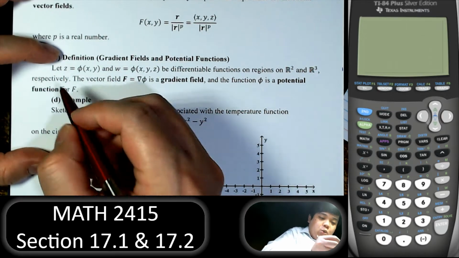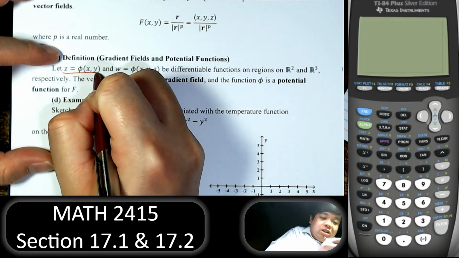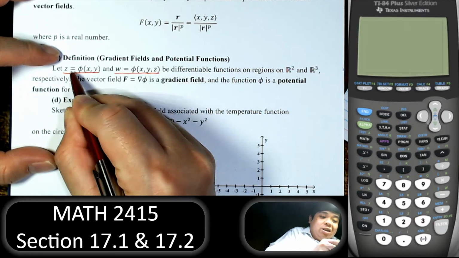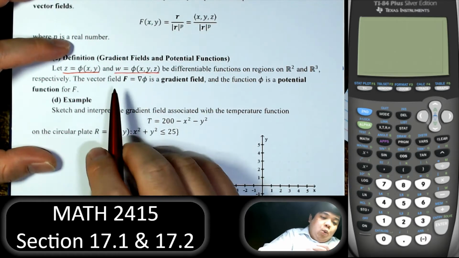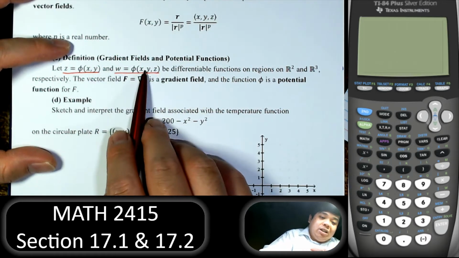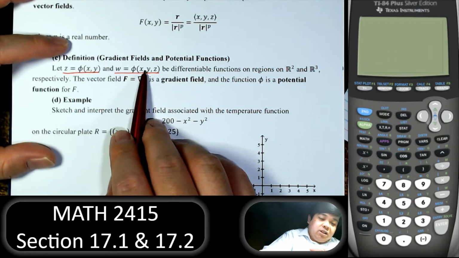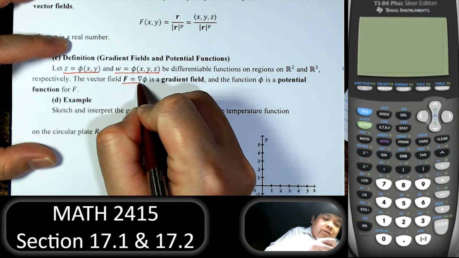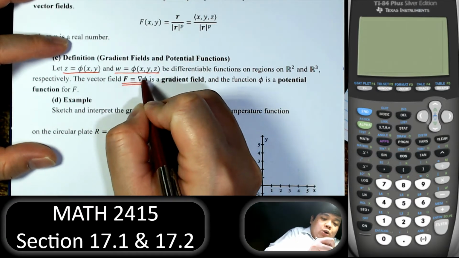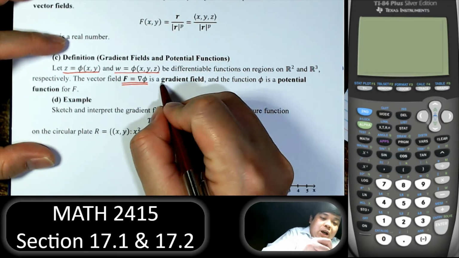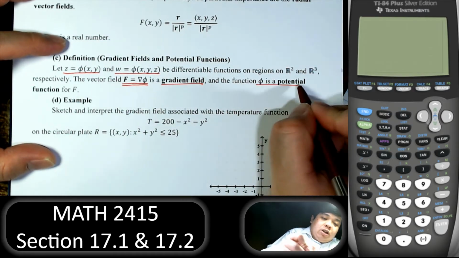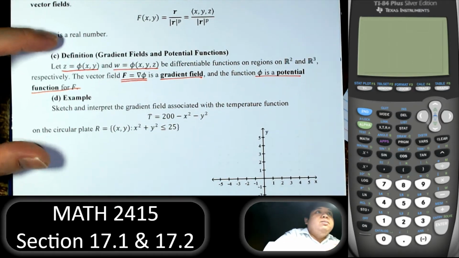So pretty much what we have is a function. The notation is a function, not a vector. But when we take the gradient of it, it will become a vector. So if we have the vector field equal to the gradient of that function, then we call that the gradient field, and the function is the potential function.